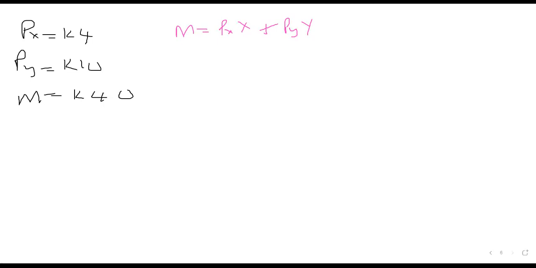Anyone? So you have 40 for income. And the price of X is 4. Price of Y is 10. So we're going to have 40 is equal to what? 4x plus 10y.